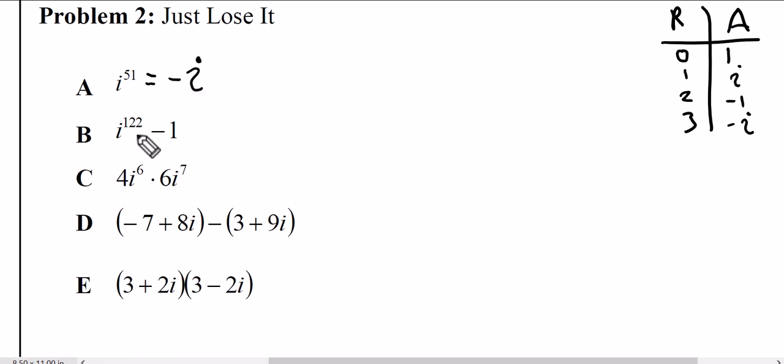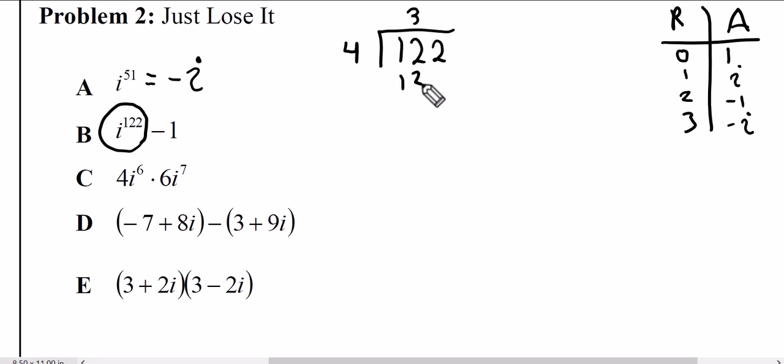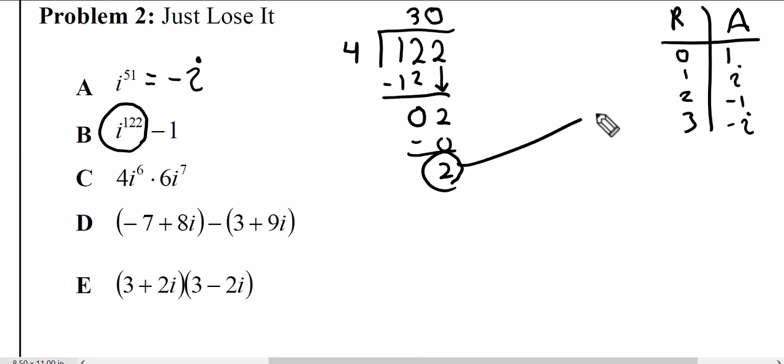For part B, we'll need to figure out what i to the 122 is first. So, of course, we divide this by 4. 3, 12. Oh, the remainder is 0. The answer is 1. No, finish the problem. Bring down the 2. That's a 0, because it won't go in. The remainder is 2. If the remainder is 2, my answer is negative 1.